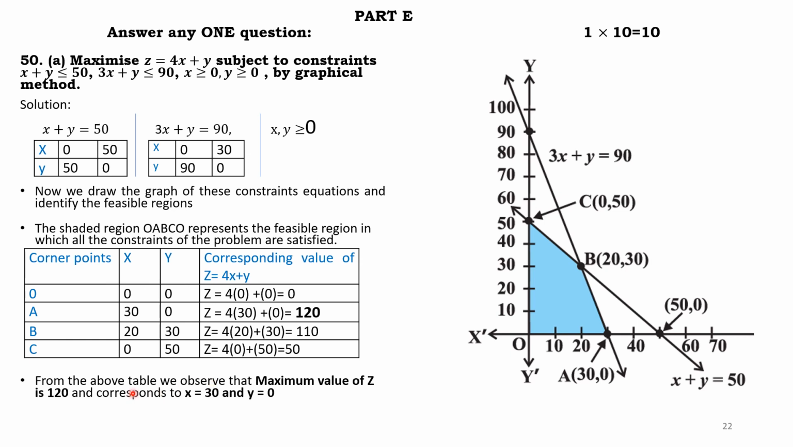So hence, from the above table, we observe that the maximum value of z is 120 and corresponds to x equal to 30 and y equal to 0. See, y is 0 here and x is 30. Please draw the graph. You have to select a proper scale on the x-axis and y-axis as shown in the diagram and practice it.